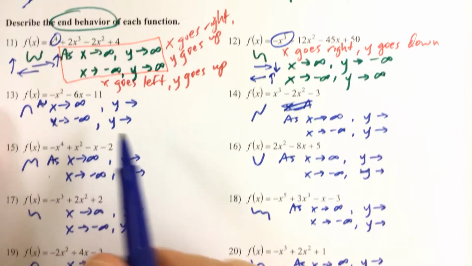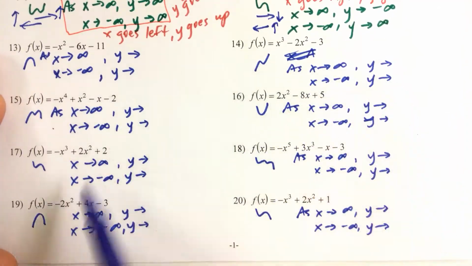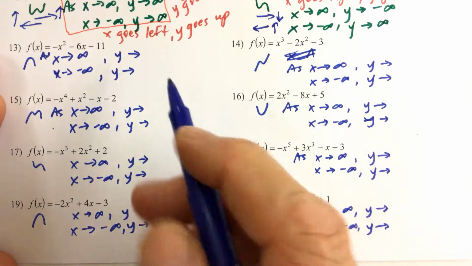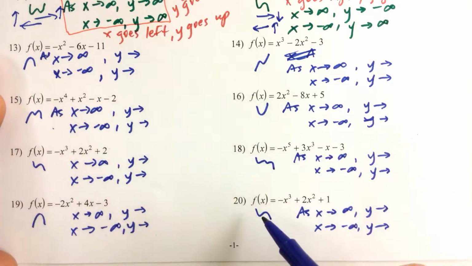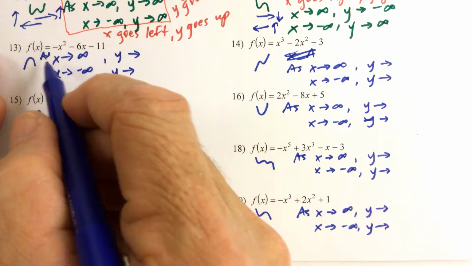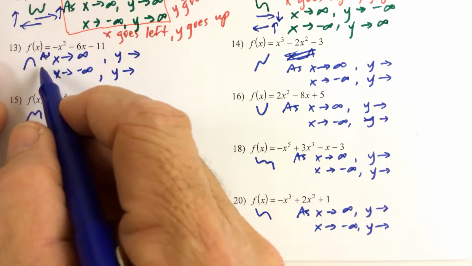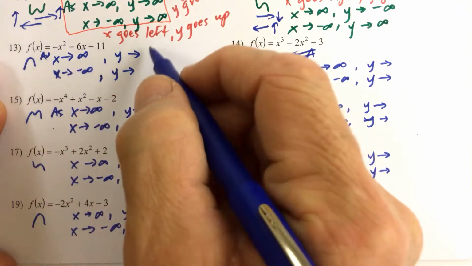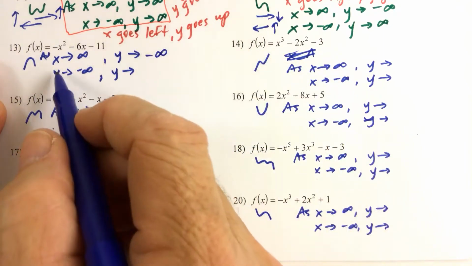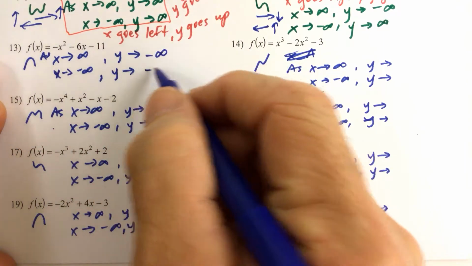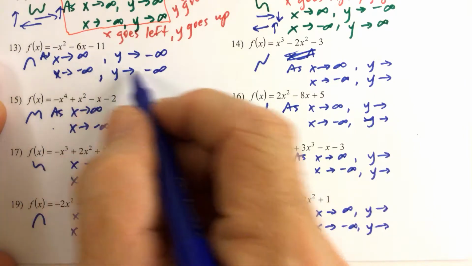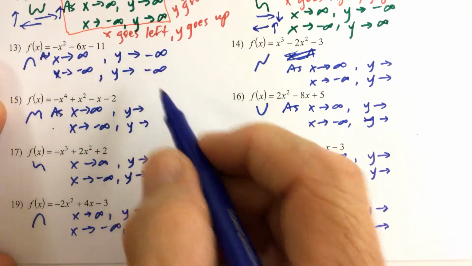I already wrote out most of what we have to write out here for each of the problem numbers 13 through 20. If we look at number 13, we see a parabola that opens down. So as x goes to the right, y goes down, so y goes to negative infinity. As x goes to the left, y goes down. And so that means that as x approaches negative infinity, y approaches negative infinity as well.